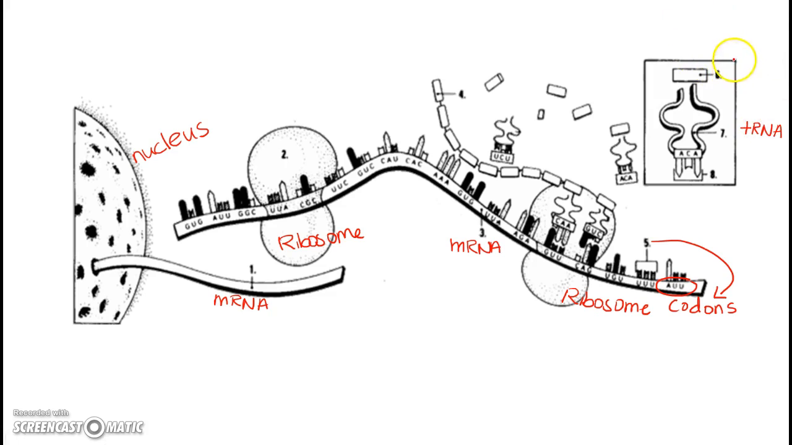tRNA is attached to an amino acid. And this right here is our codon again, or I'm sorry, anticodon. Okay, so the anticodon should be complementary in sequence to the mRNA codon. And all right, so these tRNAs are landing right here, and we're going to start to make peptide bonds between the amino acids.